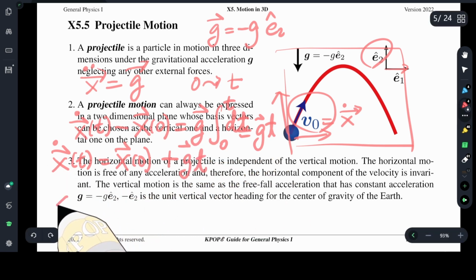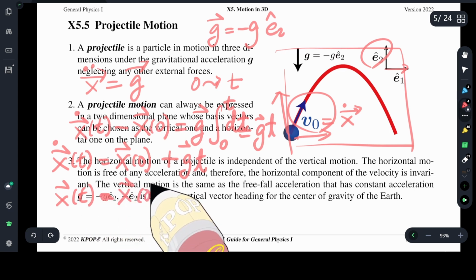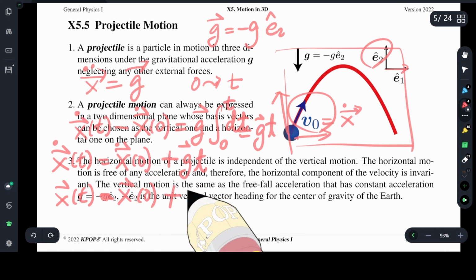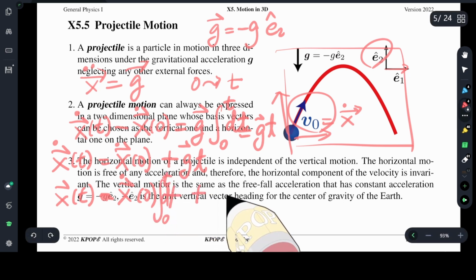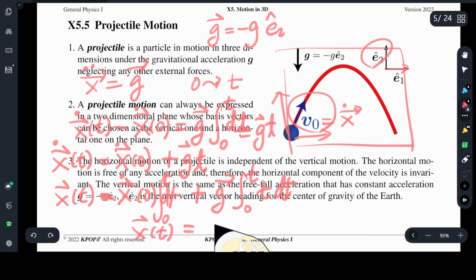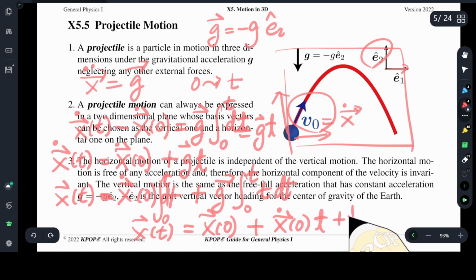If we integrate one more time, x of t minus x0 equals the integral of x dot 0 dt from 0 to t plus g constant integral from 0 to t dt. Therefore, displacement at t equals x0 plus x dot 0 t plus 1/2 gt vector squared. This is the answer.